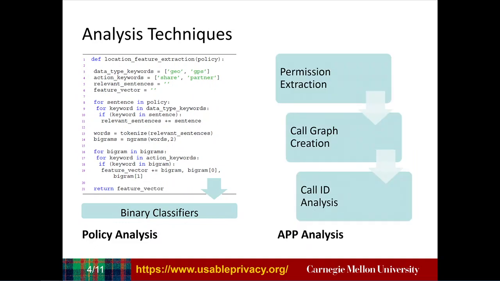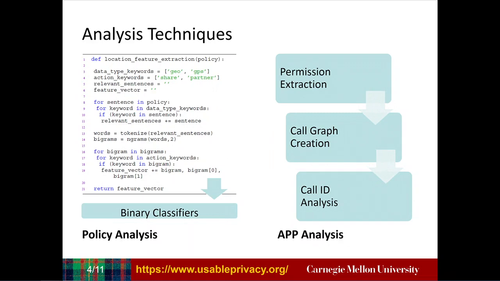For the apps, we analyze them using a three-pronged approach. First, we extract the permissions. So for example, if your app wants to use a user's location, fine-grained location, such as GPS, then the permission that is required is a fine-grained location permission.